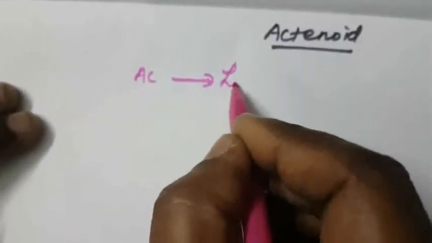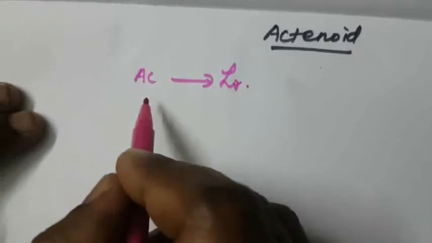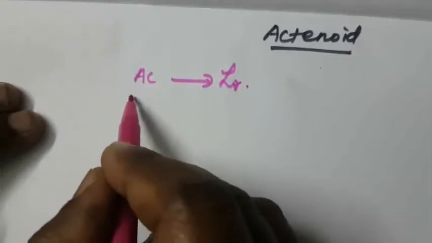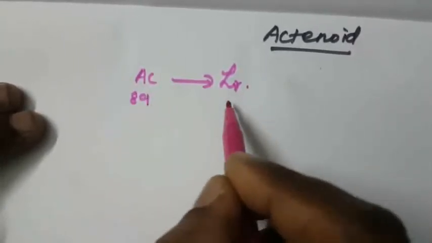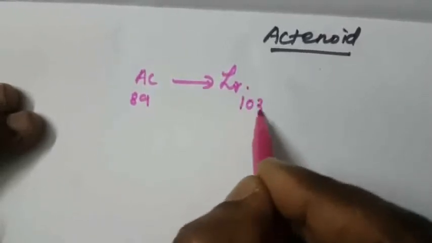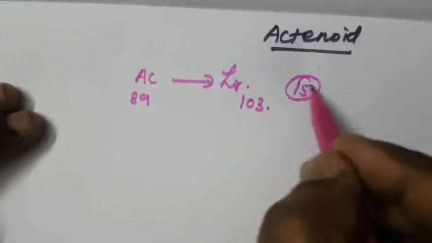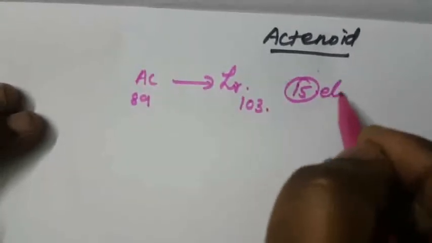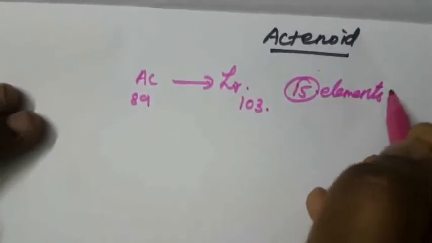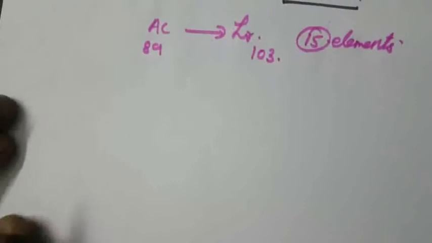Again, it is also the actinium to lawrencium. So here, from 89 to lawrencium, the atomic number is 103. So there are 15 elements present there. Okay, so this is also present at the bottom of the periodic table.